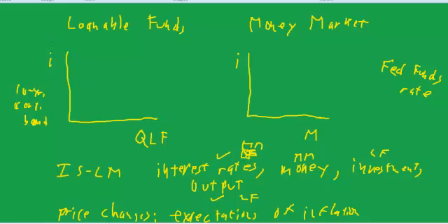Okay, so let me start with the money market since that's the easiest. We have a money supply controlled by the Fed. Remember, using the three tools of monetary policy. And then we have money demand.